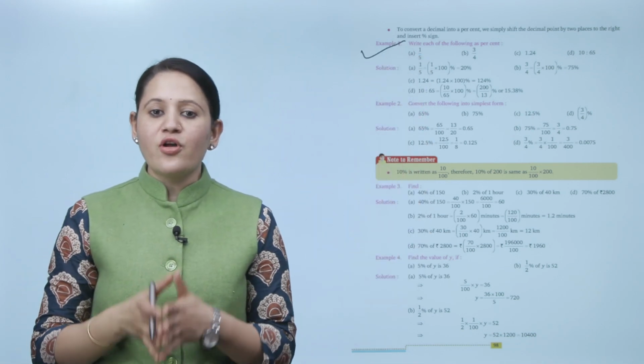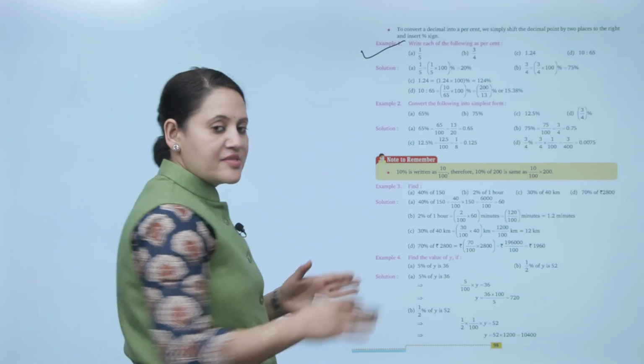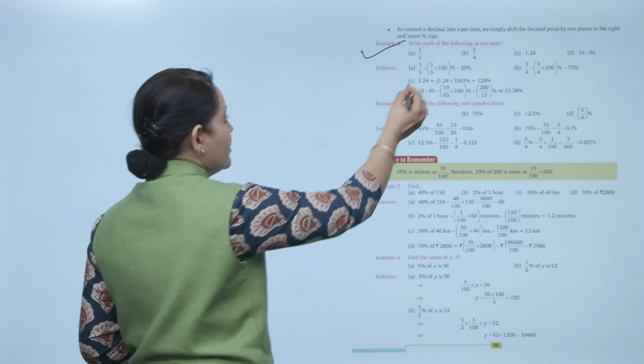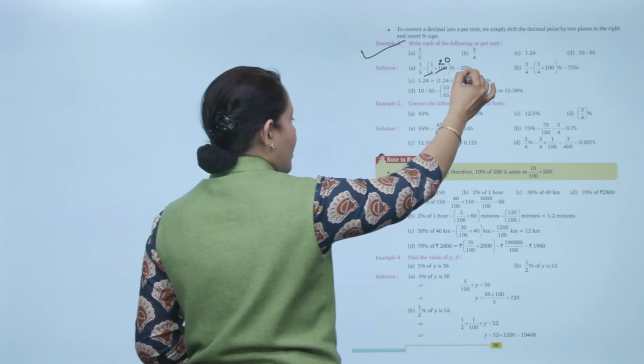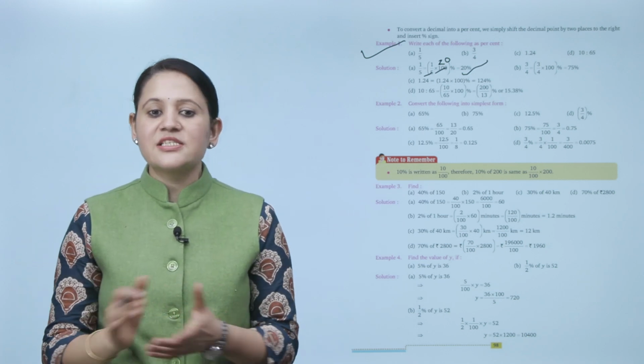Write each of the following as percent. First is 1 by 5. So we have to convert this fraction into percentage. For that, we'll multiply by 100. 5 into 20 will cancel out. So answer is 20%. Clear? Next is note to remember.